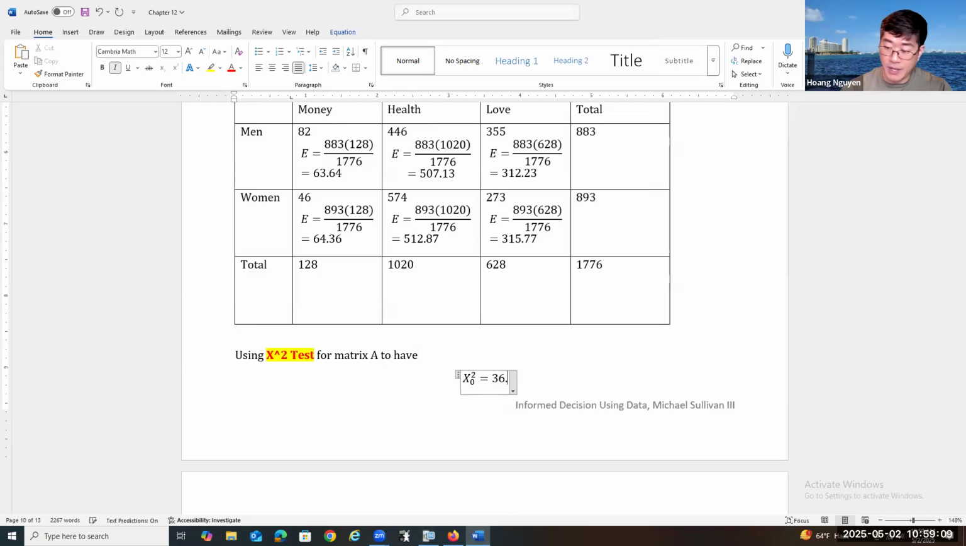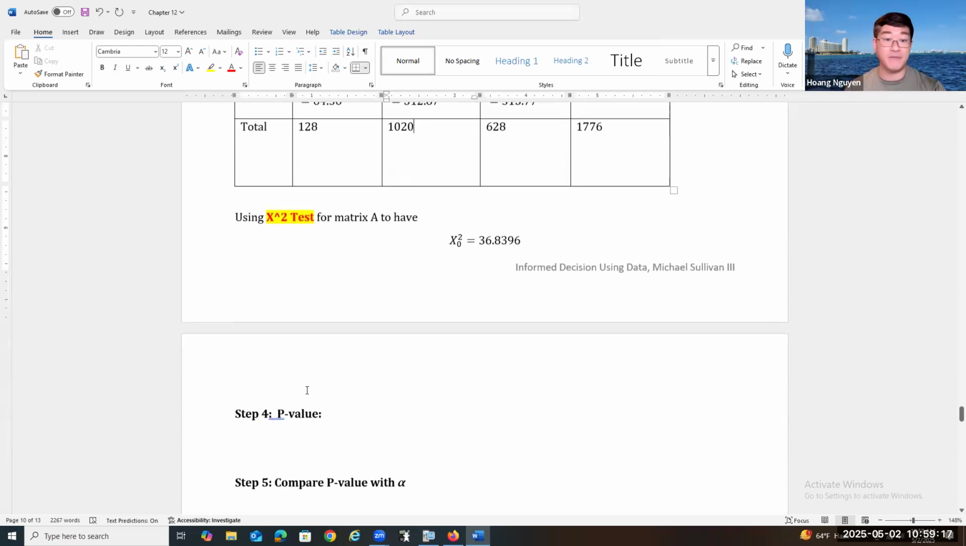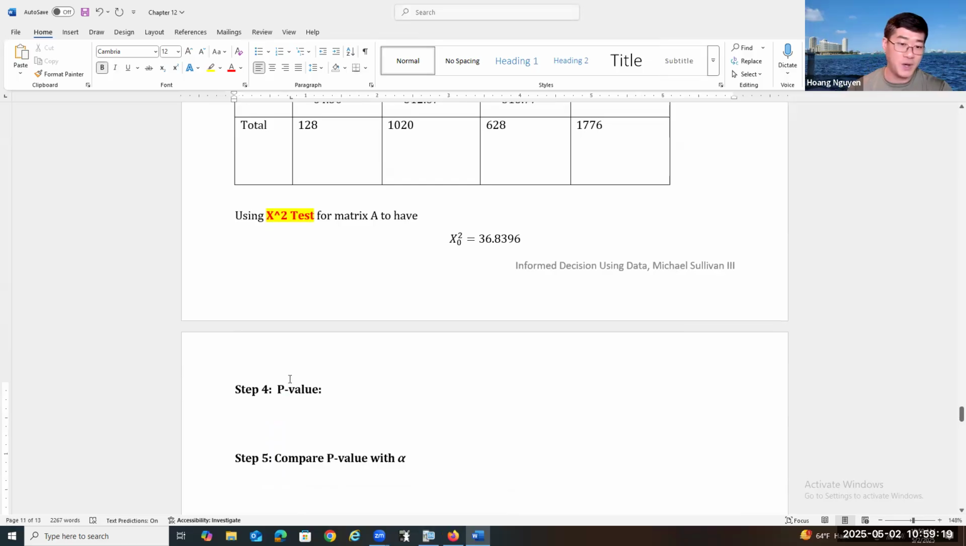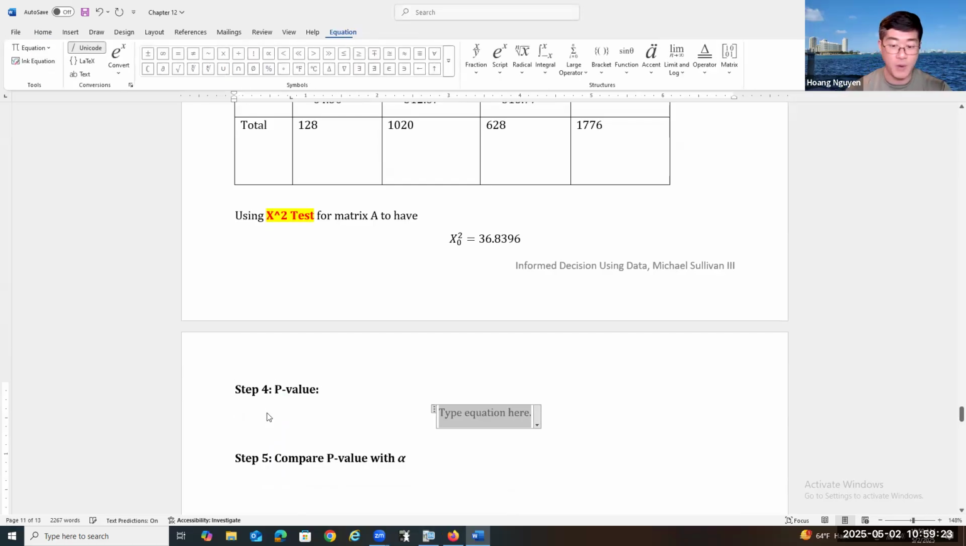So it's going to be 36.8396. So that's the answer for the test statistic. Now, from the shortcut, the chi-square test, we also have the answer for the p-value, right? So step number 4 is also done because we know the answer for the p-value already. So when using the shortcut, we know the p-value is equal.